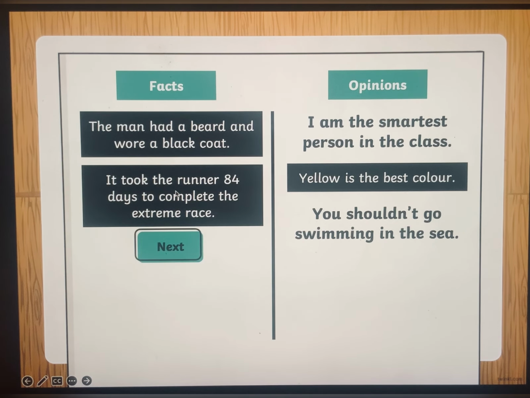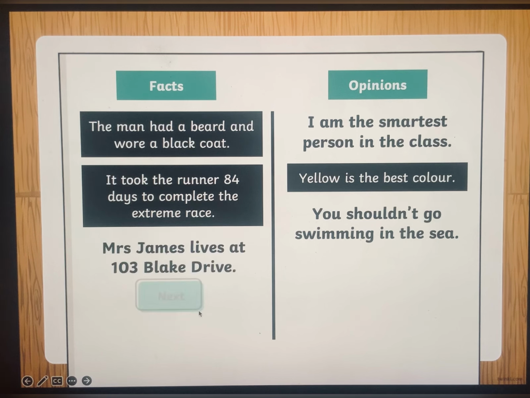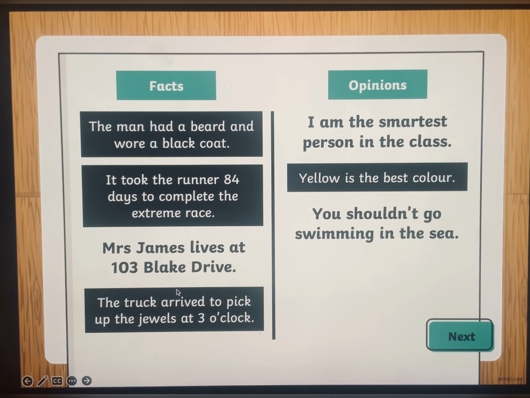It took the runner 84 days to complete the extreme race. Apparently, he ran his marathon and it took him that many days. The newspaper has recorded it. Mrs. James lives at 103 Blake Drive. It's a fact. The truck arrived to pick up the jewels at 3 o'clock. It's a fact.